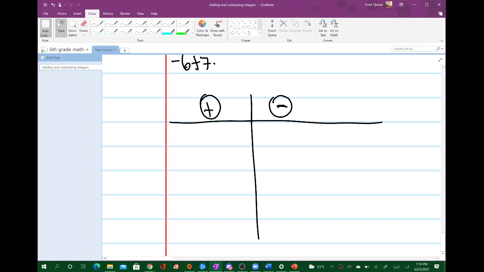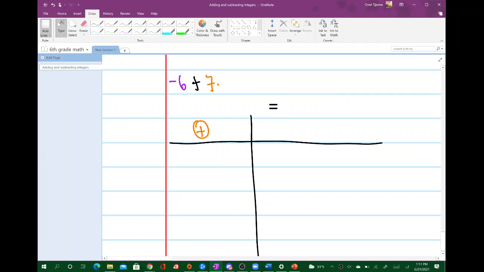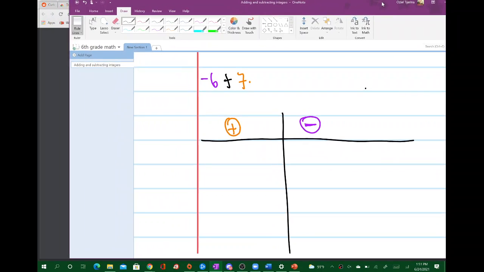Well, I know I have negative 6. I have 6 negatives. So let me do it this way. Give me 1 second. So, let's see. Hold on. So let's pretend I have something like this, right? I have a t-chart and I want to know what is -6 plus 7, right?